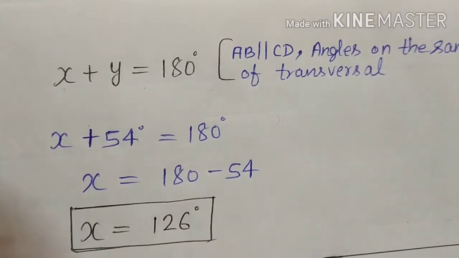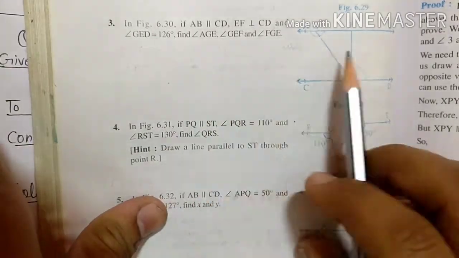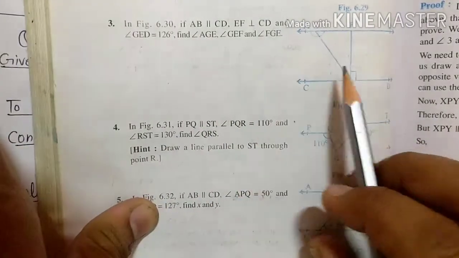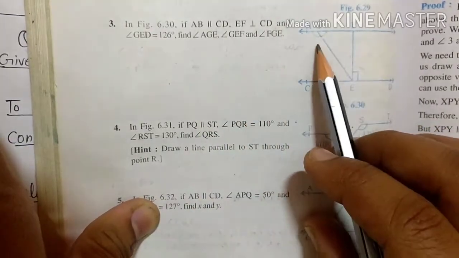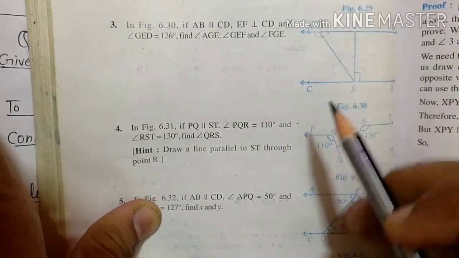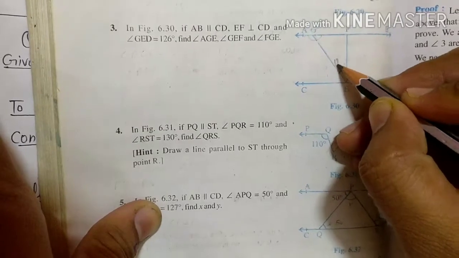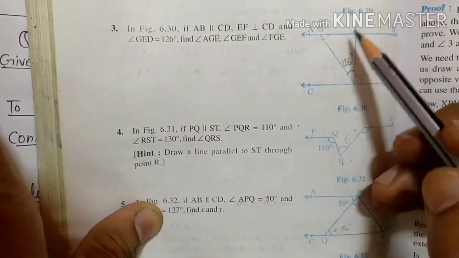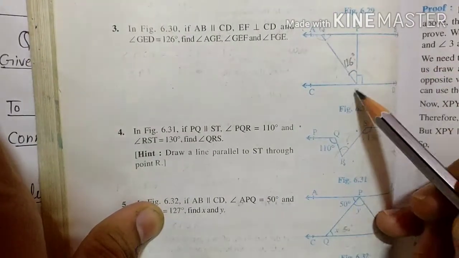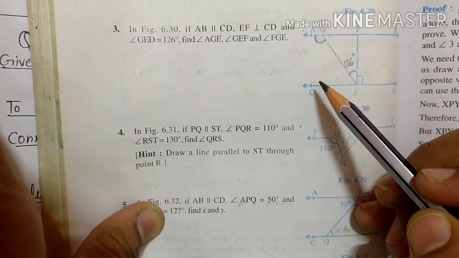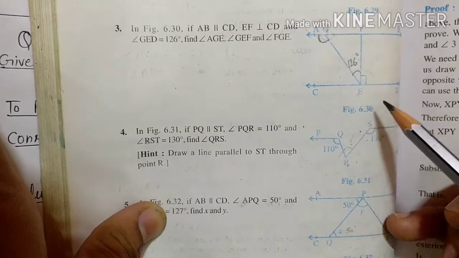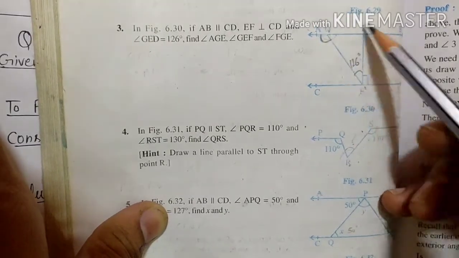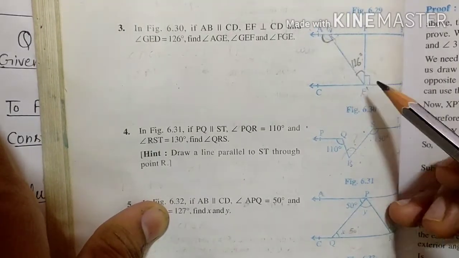Now move to the next question. Question number 3 says that if AB is parallel to CD and EF is perpendicular to CD, and GED is already given as 126 degrees, then find AGE, this one, and GEF, this one also.